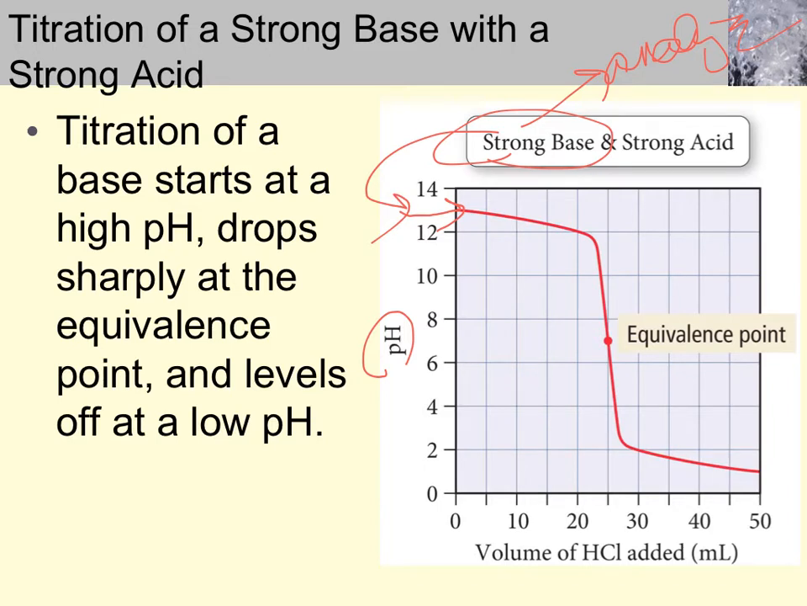Okay, and at the equivalence point, again, it's going to be a real sharp drop this time instead of a rise. Okay, the equivalence point's in the middle of that again, and then at the end you're going to have a low pH because you've neutralized all your strong base and added a little bit extra acid at the end just to make sure you've reached the equivalence point.